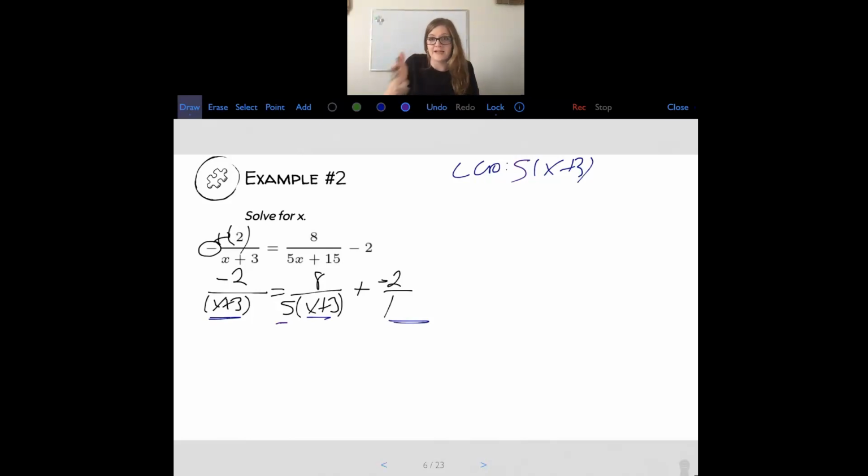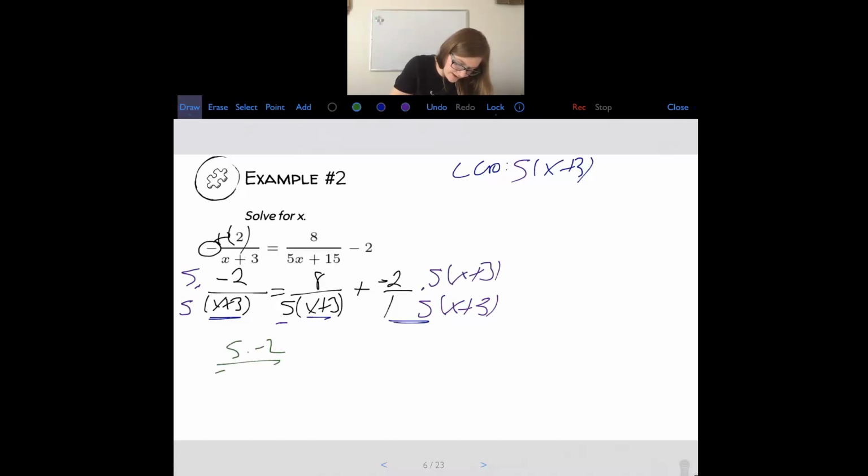Now what we do is we look at each fraction individually to determine what we need to multiply on the denominator, and whatever we need to multiply on the denominator, we have to multiply to the numerator. So our first fraction, the denominator needs to be multiplied by 5, so we multiply the numerator by 5. 8 over 5 times x plus 3 already has our least common denominator. Over here, we need to multiply by 5 times x plus 3. Okay, and so now what we have is 5 times negative 2 over 5 times x plus 3 equals 8 over 5 times x plus 3.